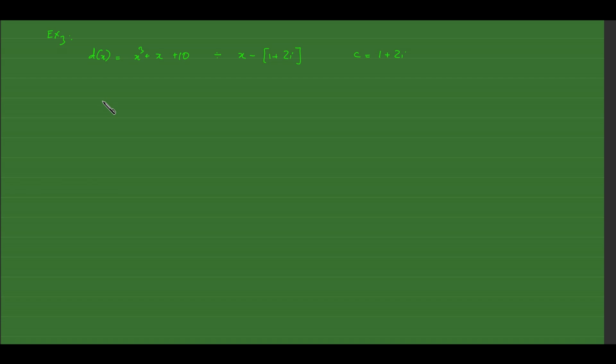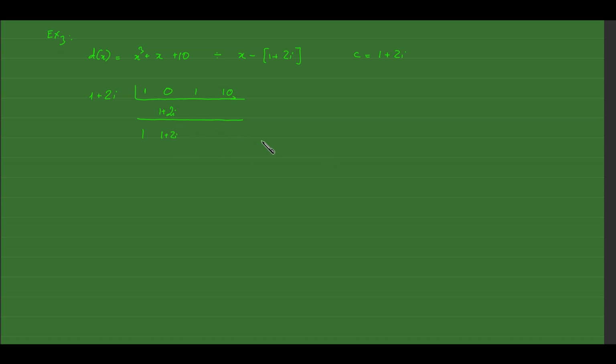Basically we set it up the same way, with 1 plus 2i. If you notice, this is a third-degree polynomial, and it's missing the square term, so that coefficient could be 0. Then the coefficient here is 1, and the last one is 10. Again, first you drop down the 1. Then you multiply: 1 plus 2i times 1 is 1 plus 2i. Then you add them up, and it gives you 1 plus 2i. Then 1 plus 2i times 1 plus 2i.